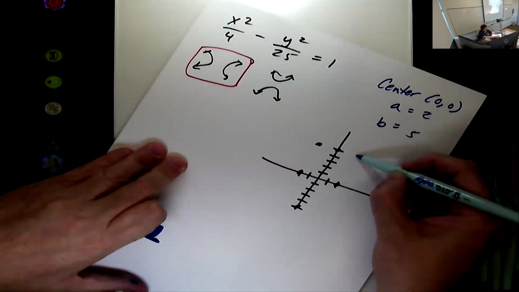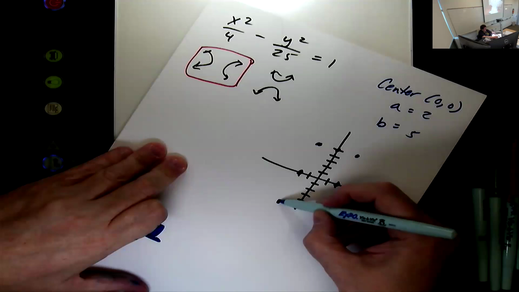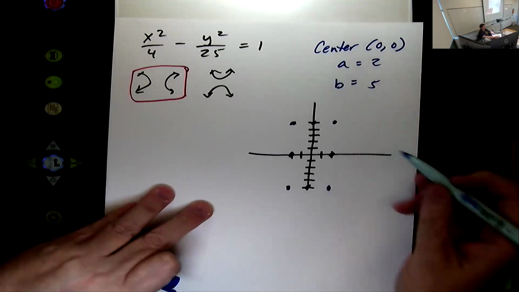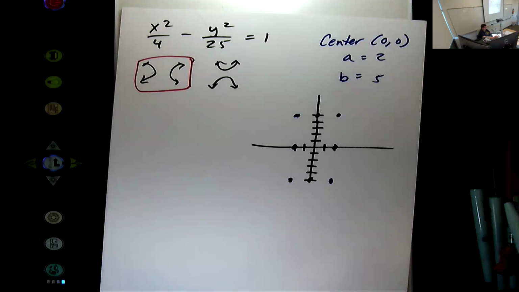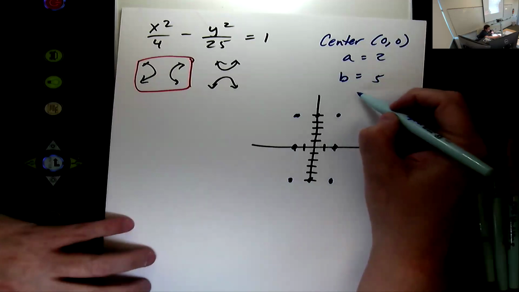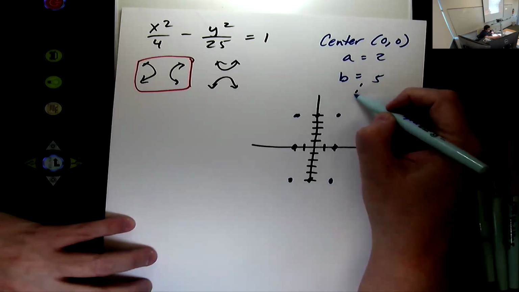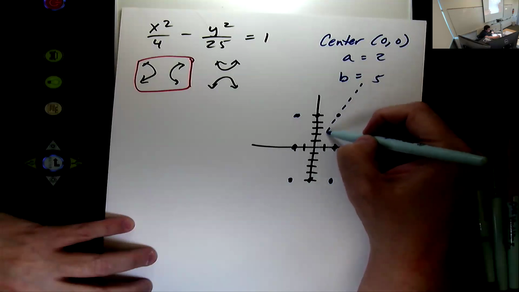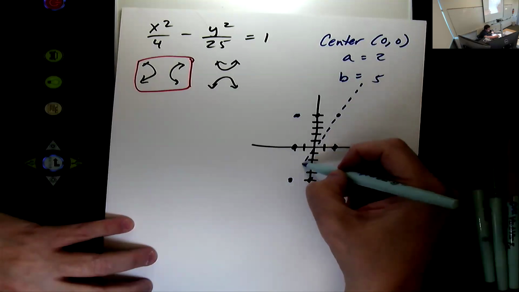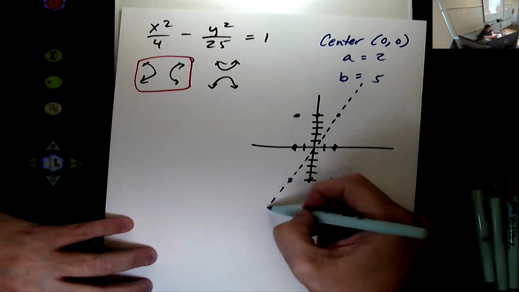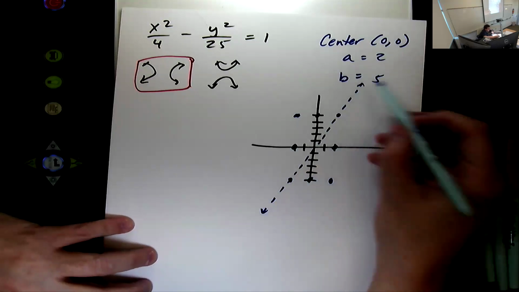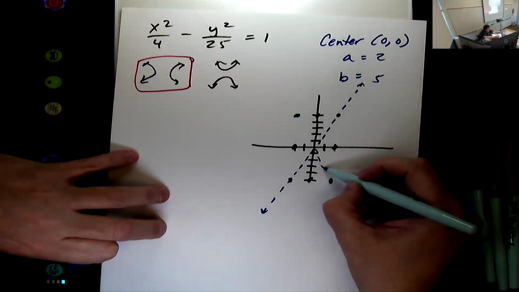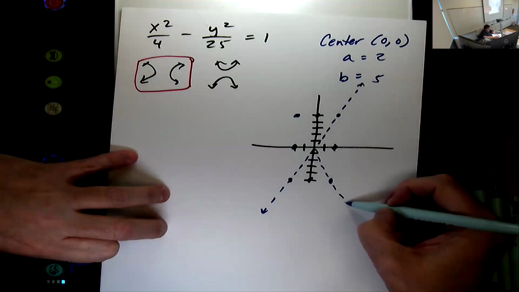I have to rotate it so I can see a little better. I'll rotate it back in a second. There you go. That's my box. I connect the diagonal points of the box passing through the center, but use a dotted line for the asymptotes.